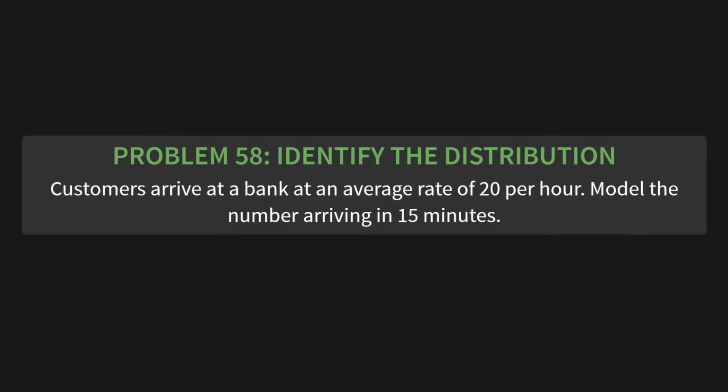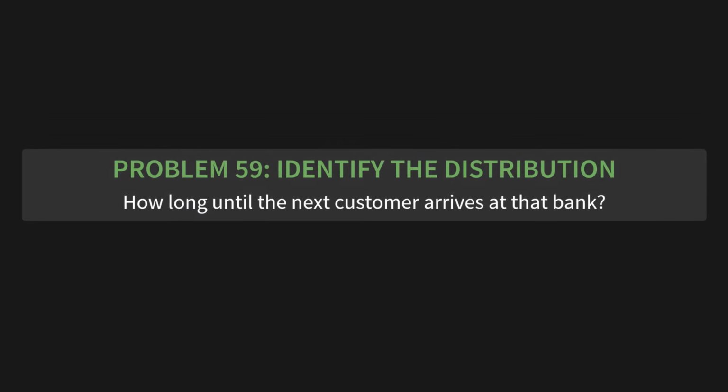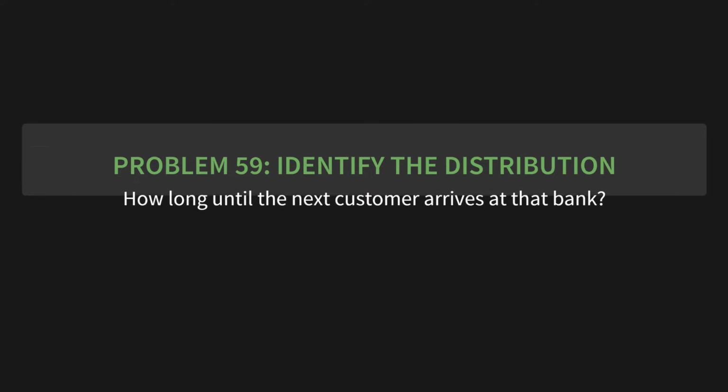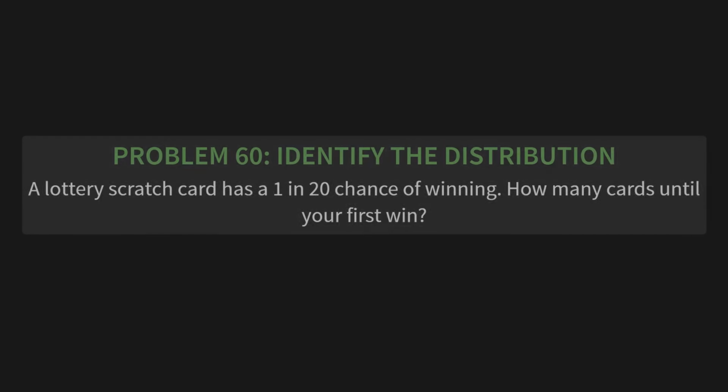Customers arrive at a bank at an average rate of 20 per hour. Model the number arriving in 15 minutes. Poisson distribution. How long until the next customer arrives at that bank? Exponential distribution.